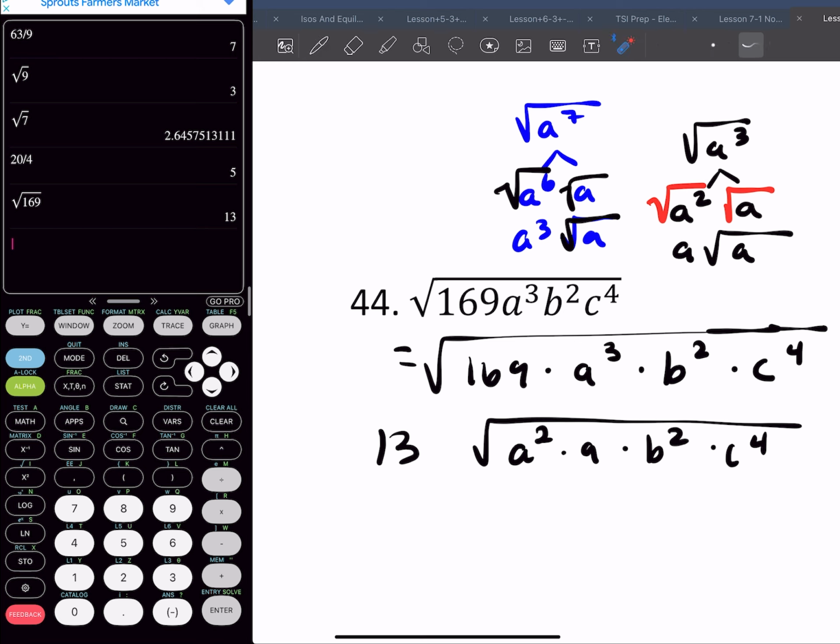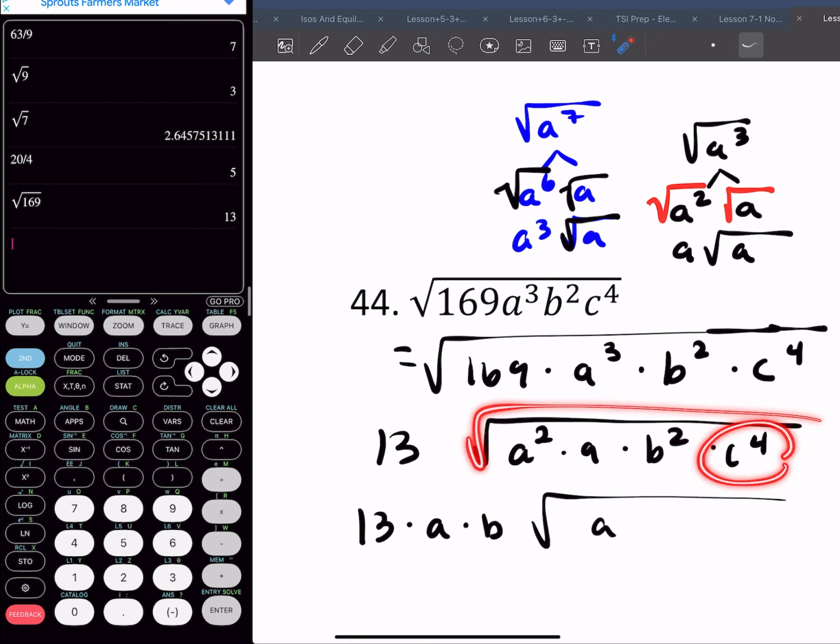Now I'm going to go ahead and take the square root. The square root of a to the second is just going to be a. So we have 13 times a. I have the square root of a, so that's going to remain under the radical. I think I'm going to need more room. I have the square root of b squared, so that's just going to be b, and it's going to go outside. And lastly, I have the square root of c to the fourth, and if I were to take the square root of that, that's just going to be c to the second.